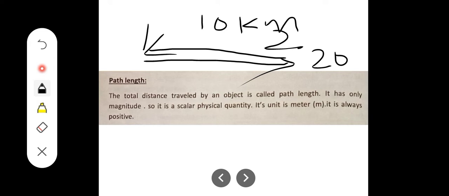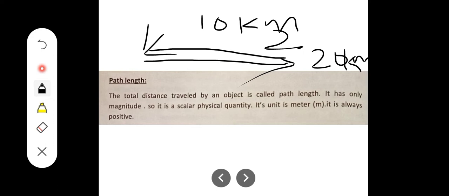So it has only magnitude, that means we say 20 kilometers, or 10 kilometers. 20 is the magnitude and kilometer is its unit. The unit is required. Otherwise, if you just say 10 or 20, it has no meaning. We cannot understand what the distance is. It may be 10 kilometer, 10 meter, 10 centimeter, 10 millimeter. So you have to mention the unit. Unit is compulsory. And actually there is no direction. That is why it is a scalar physical quantity.